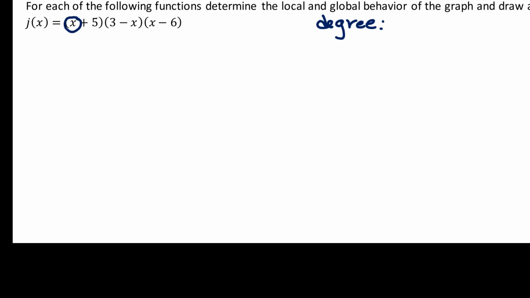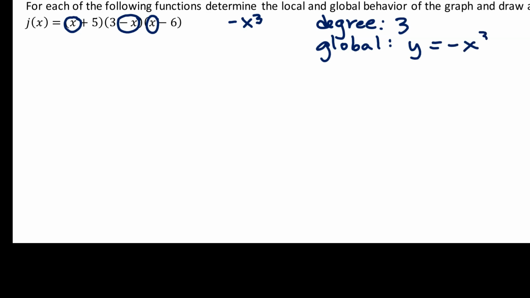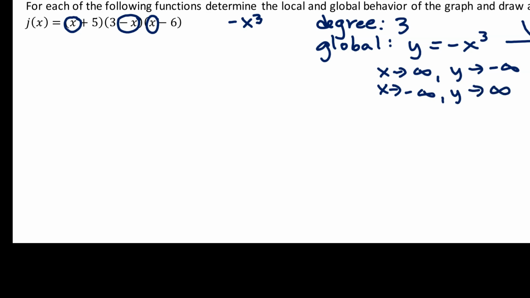So what I'm seeing is that the biggest power is going to come from multiplying an x by a negative x by an x. So that's going to give me a negative x cubed, which means my degree is 3, and it also means my global behavior will be like y equals negative x cubed. So that is flipped upside down. It looks like this, which means as x goes to infinity, y will go to negative infinity, and as x goes to negative infinity, y will go to positive infinity. So we have kind of a reverse thing happening in this one.